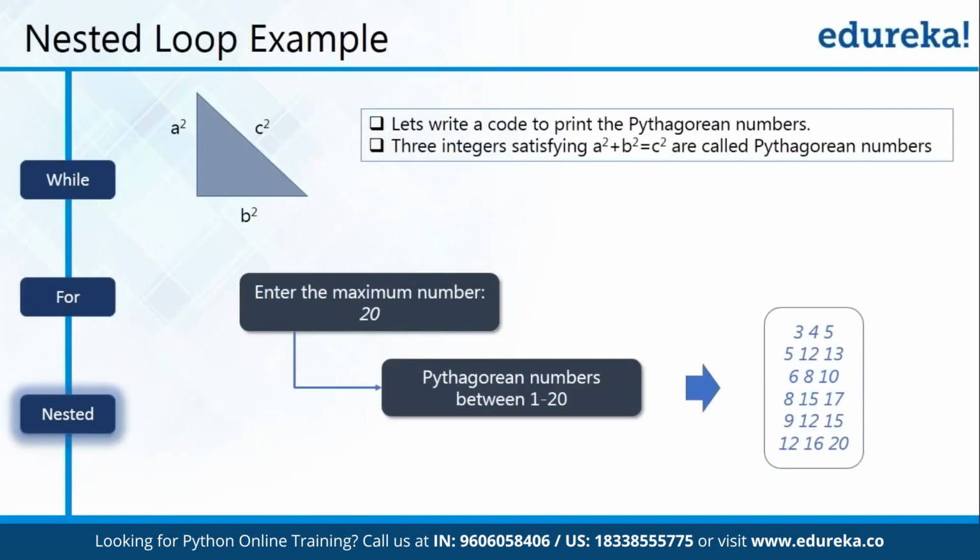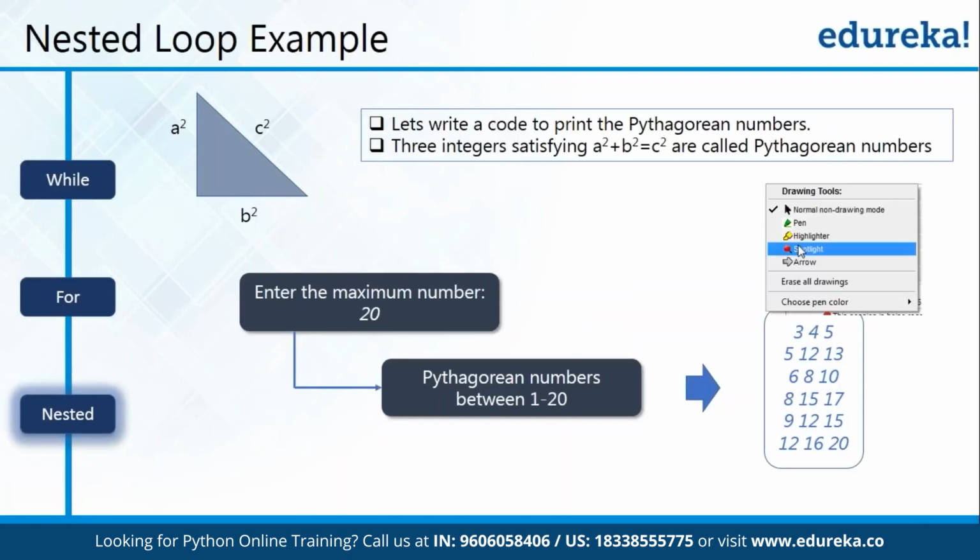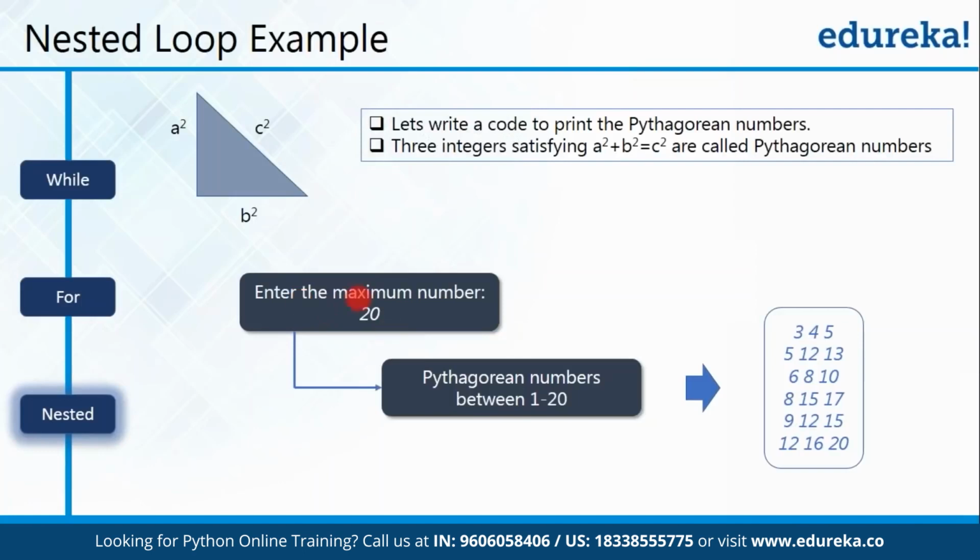So this is an example of nested for loop. So over here what I'm going to do is I'm going to write a code in order to print the Pythagorean number between a particular range. So suppose if I want to enter the number 20, that means I want the Pythagorean numbers between 1 to 20. So Pythagorean numbers are nothing but the integers which satisfy a square plus b square is equals to c square. So at that time it will print all the Pythagorean numbers that are possible between 1 to 20. 3, 4, 5.